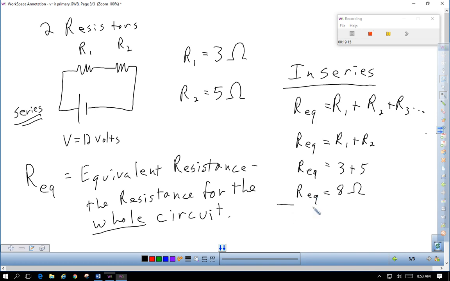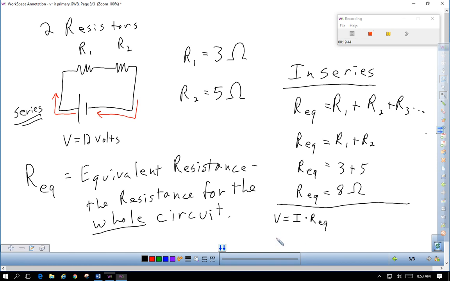The reason that you would need to know that is because, remember that we're interested in how much current is leaving this battery and how much current is returning to this battery. Well, if you're going to know how much is leaving to go through the whole circuit, you're going to have to use the resistance for the whole circuit. And so in this case, if I want to apply Ohm's law to the whole circuit, I'm going to need to use the value for the whole circuit. So instead of V equals IR, I'm going to type V equals I times Req.